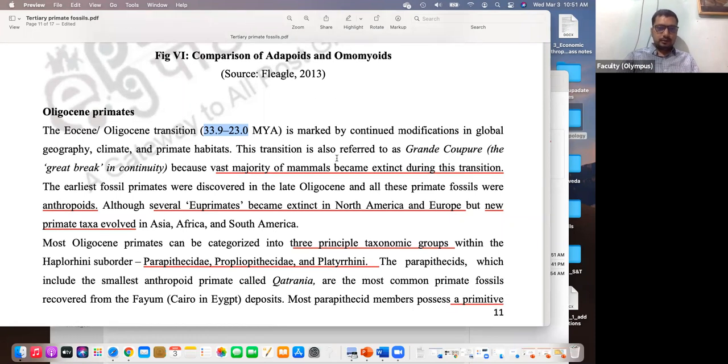Okay, the transition, this is called Grand Coupure or Great Break in Continuity, where mammals went extinct. And a key point you have to write here: the primate fossils that they found here are anthropoids. And by then it looks like the euprimates we talked about from the Eocene epoch seem to have gone extinct. So those from the Eocene epoch were gone. Now what we notice in the Oligocene period is anthropoids, so old world, new world monkeys, etc.